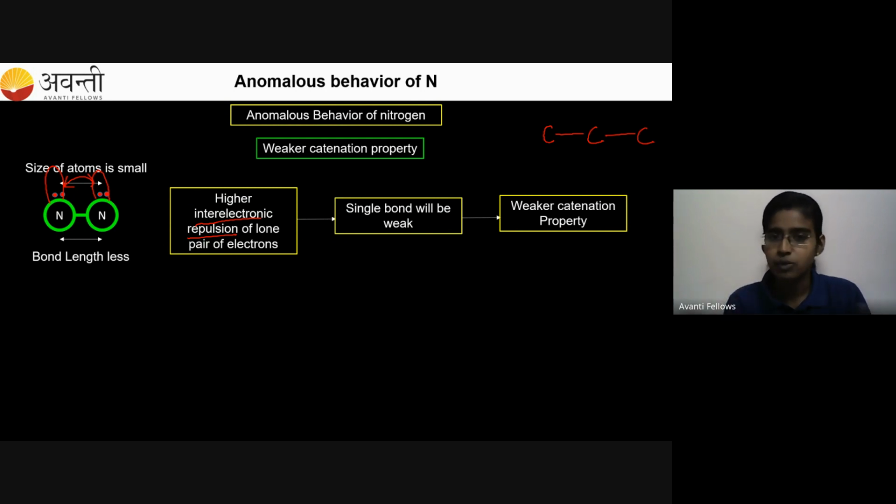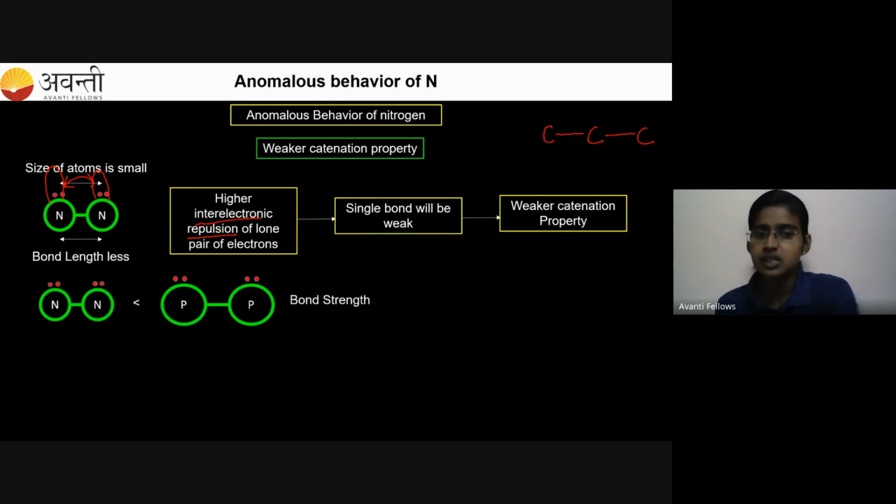So the catenation property is very weak. Clear? Now, comparing this nitrogen with its group member phosphorus, phosphorus is a little bit bigger than nitrogen, right? So the electron lone pair repulsion will be observed very less, because the bond length is very high because of its big size. Now the repulsion is very less. So the single bond strength of phosphorus is greater than nitrogen.